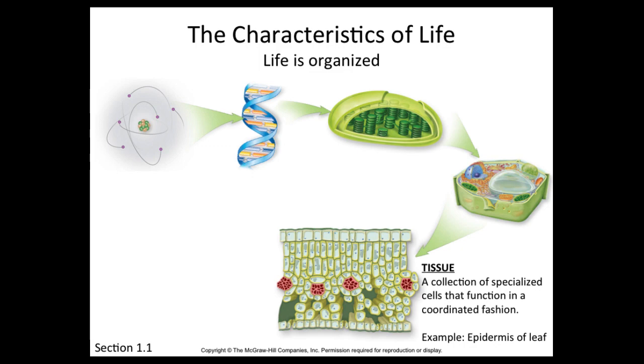Cells are organized into tissues. Therefore, tissues are defined as collections of specialized cells that function in a coordinated fashion. And here we can see that the tissue in question is the epidermis. Think epi means upon and dermis is skin. So this is that outer layer or tissue of our plant leaf.